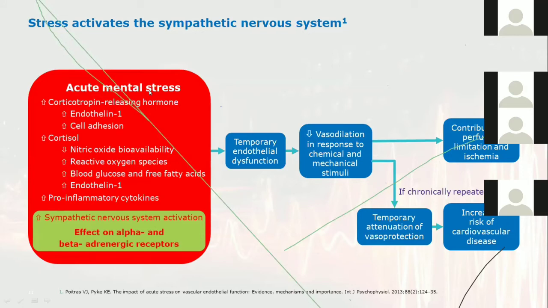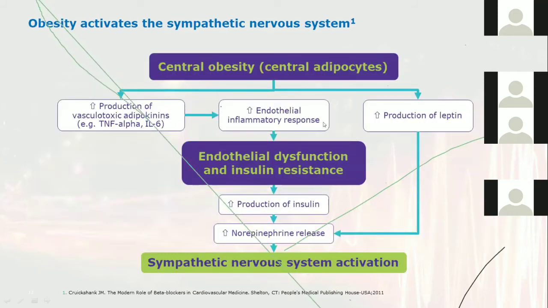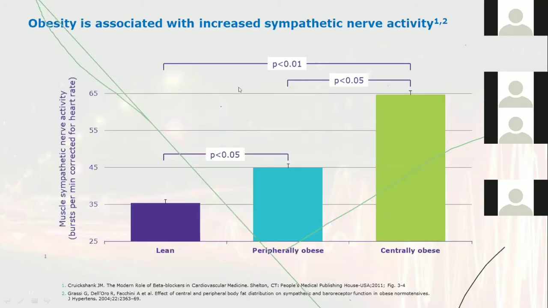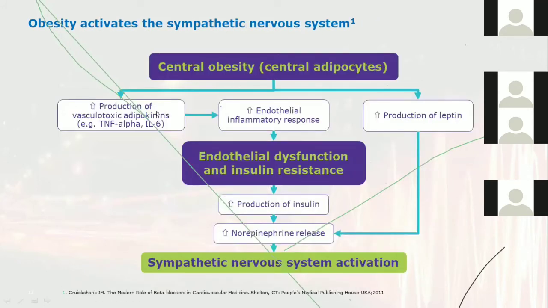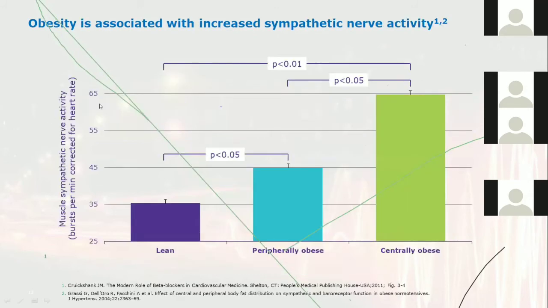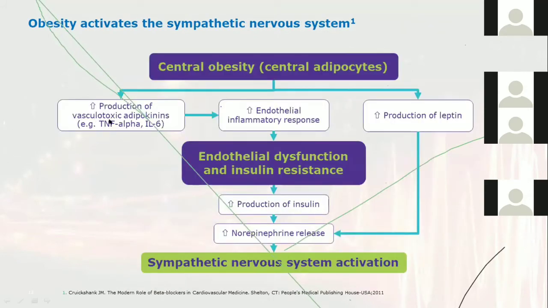You see, even in an acute mental stress, you will find that there is a contribution to the perfusion limitation and ischemia. All these effects are there, which increase the risk of cardiovascular disease. Now, in those patients who are centrally obese, you will find that there are certain changes which take place in the system, like production of the vascular toxic adipokines, endothelial inflammatory response, and the production of leptin.